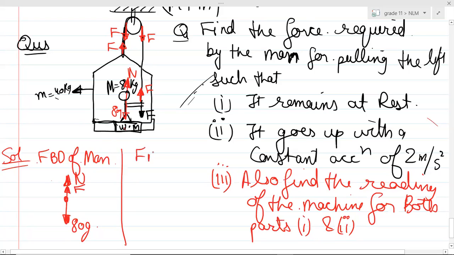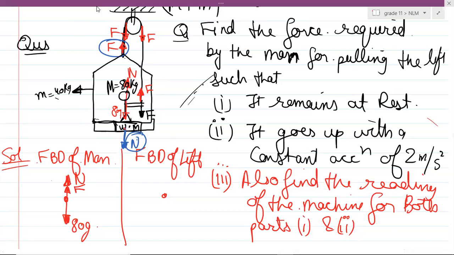Now second is FBD of lift. So for the lift, this normal reaction will be acting in the downward direction. So I'll be drawing this thing in blue. Can you see the normal reaction which is acting on the lift? This normal reaction which the lift was applying on the man, the same normal reaction the man will apply on the lift according to Newton's third law of motion, right? So this normal reaction 1, its own weight second, and can you see this force is acting on the lift?